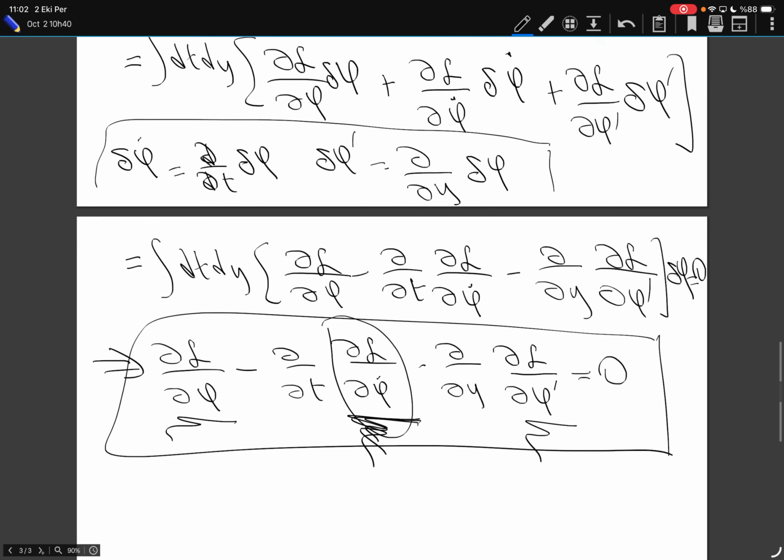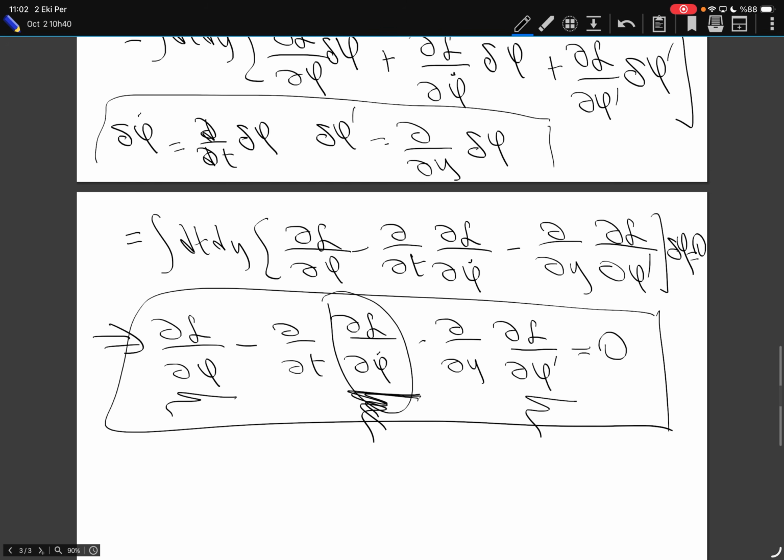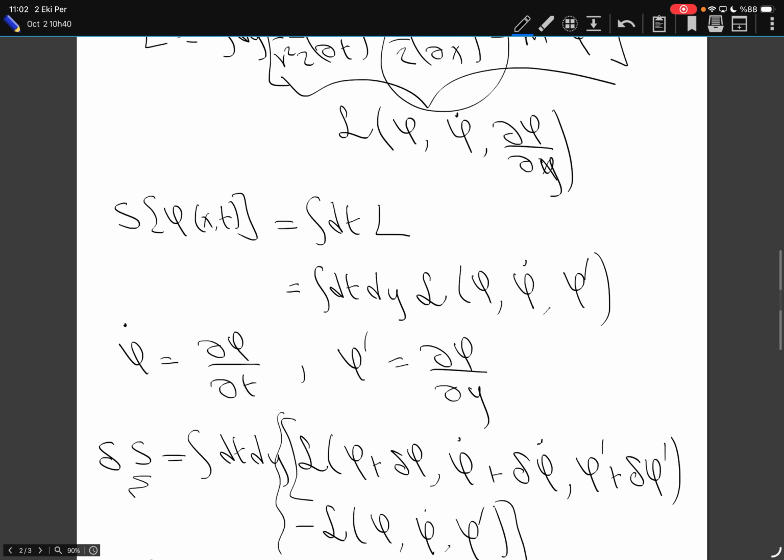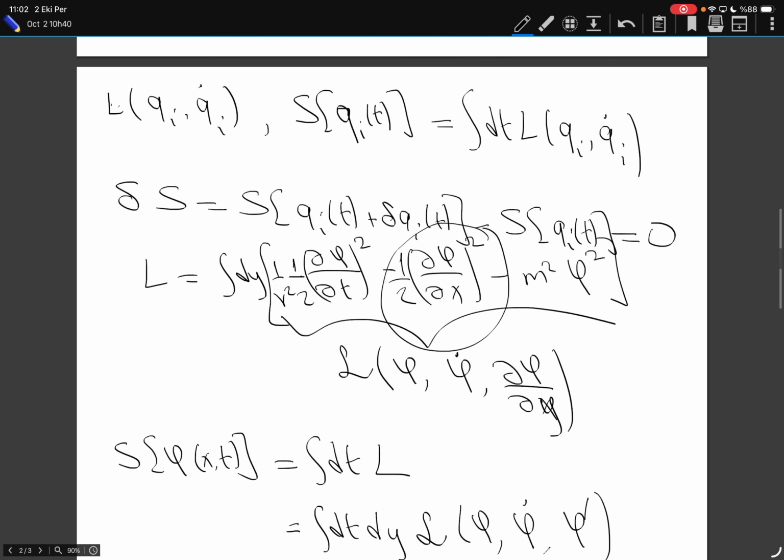Okay, so this will be our equation in this one-dimensional field theory we have. Now you see this Lagrangian is quite general. It doesn't even need to have any specific form. Now we can apply this to what we already have, this Lagrangian I have over here.